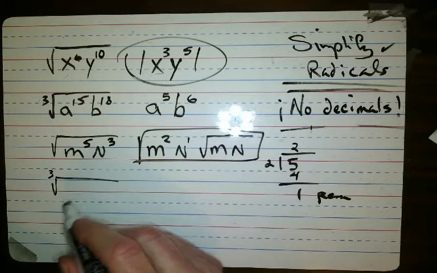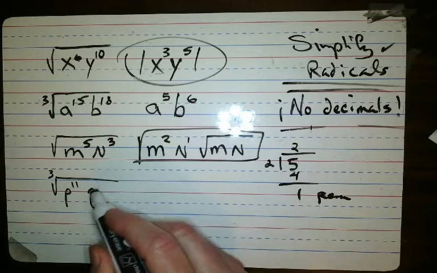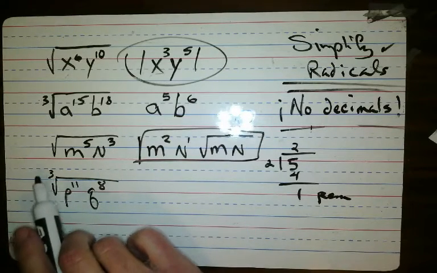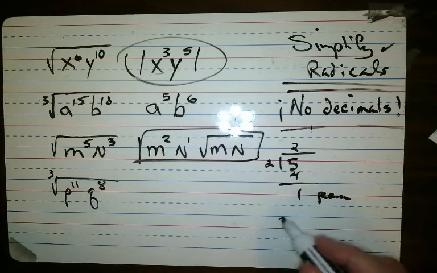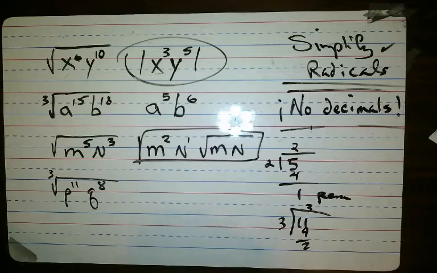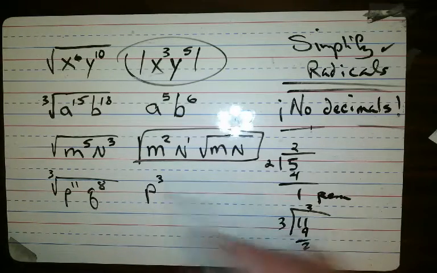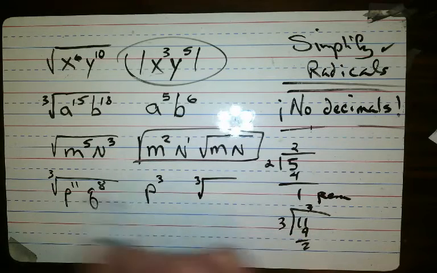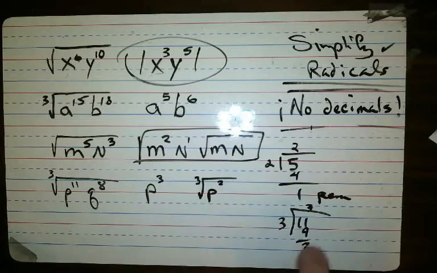Cube roots of p to the 11 and q to the 8. Now, 3 goes into 11 3 times with 2 left over. How about that? So p to the third comes out. The quotient goes on the outside. And p to the second stays underneath.